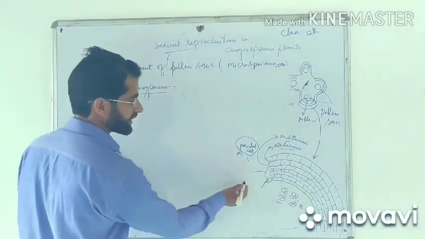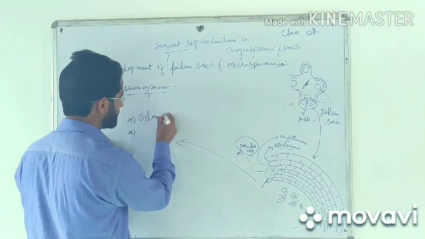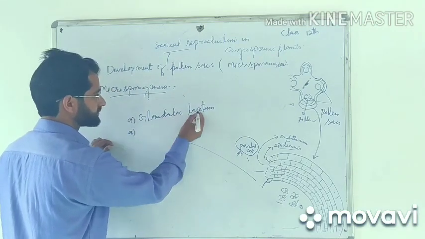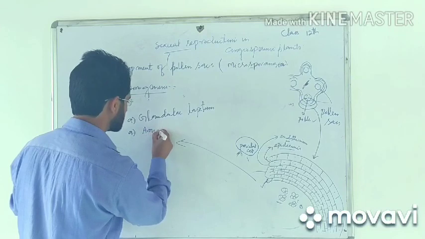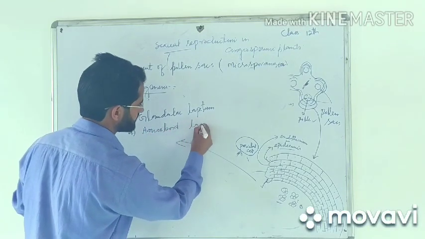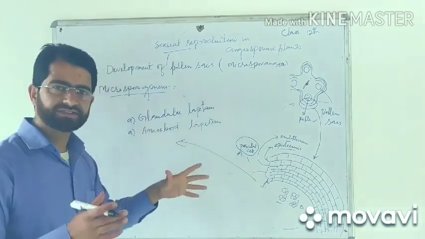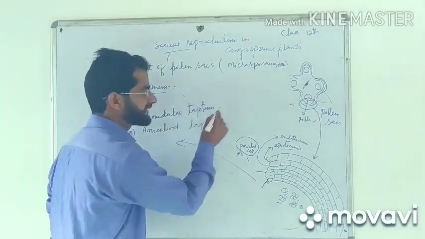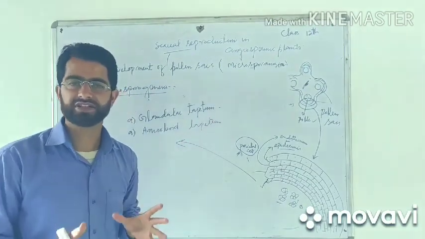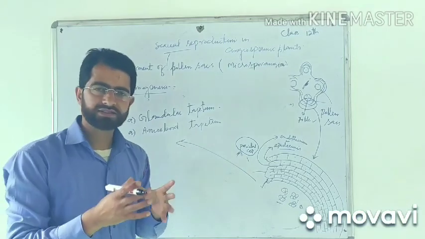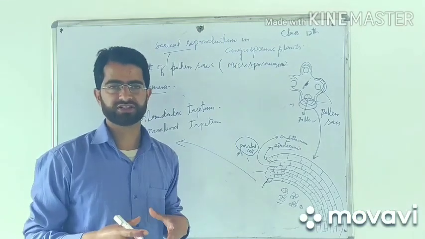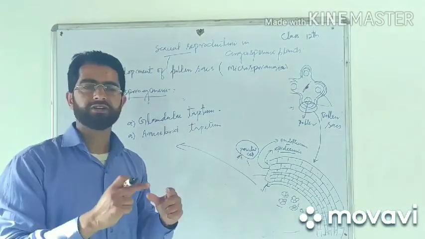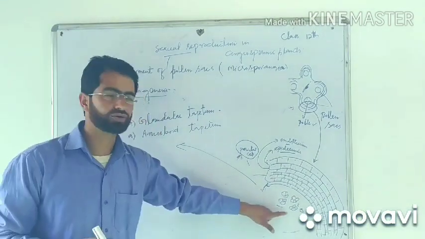This tapetum layer consists of 2 types of cells: glandular tapetum and amoeboid tapetum. Glandular tapetum secretes different substances, but at maturity the cells disintegrate. In contrast, amoeboid tapetum is the tapetum in which cells merge with each other. That means the walls between them disintegrate and form a continuous amoeboid structure with many nuclei, and this provides nutrition to growing pollen grains.